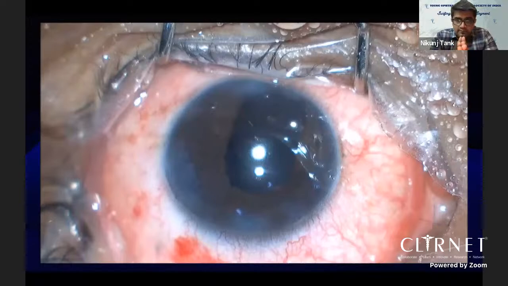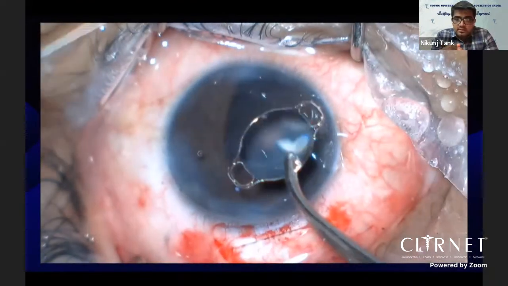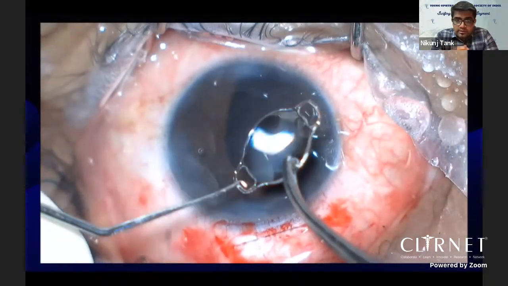If there is iris tissue loss in one quadrant, then you can still do an iris IOL, because basically it needs support from the opposite direction. In this case, there was a loss of iris tissue in the inferior part, but you can see we are going to put an iris IOL.